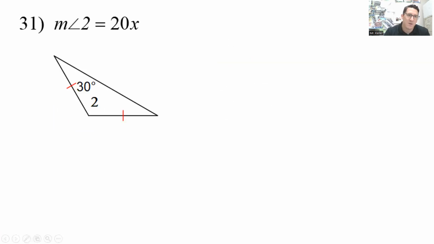Okay, we have one more. Angle 2 is 20x. I'm actually just going to fill it in here. Again, these two sides are congruent, so that means this long side here is the base. That means these base angles are congruent. And then what that means is that this angle here is also 30 degrees. Now we're going to use the triangle sum theorem to find x. We just add up all the angles, 30 plus 30 plus 20x. They all have to add up to 180.